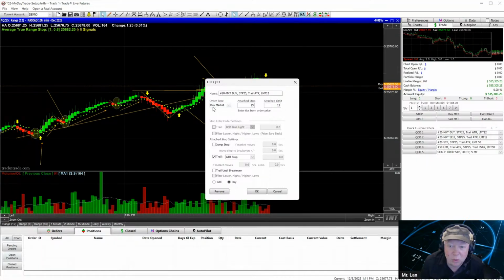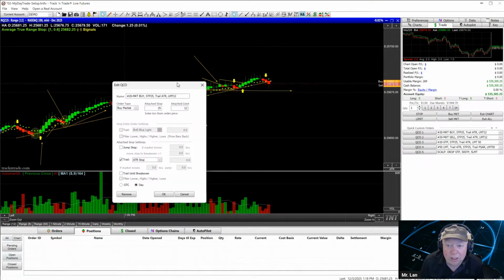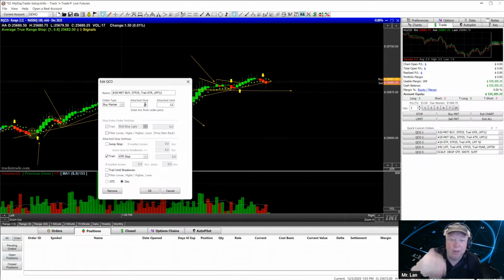So what it really means is we're going to buy the market. We're going to put an attached stop. It's going to drop a stop underneath the market or above the market, because it's a market order. It can go either way.